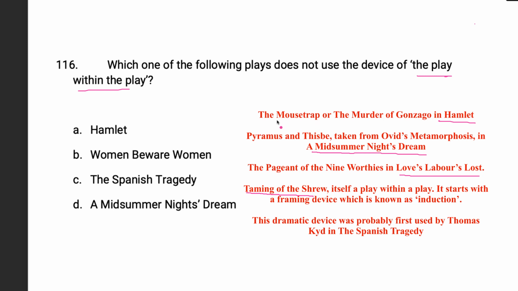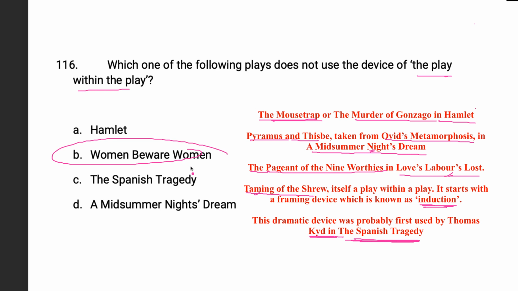The Mousetrap or the Murder of Gonzago is a famous play within a play in Hamlet, everyone knows. Pyramus and Thisbe is also a famous scene in Midsummer Night's Dream. It is taken from Ovid's Metamorphoses. The Pageant of the Nine Worthies is a show in Love's Labour's Lost. Taming of the Shrew is itself a play within a play. It starts as an induction, and the rest of the story starts in this. Prior to this, the device was probably used by Thomas Kyd in Spanish Tragedy. So Women Beware Women does not use this device. All the other Shakespearean plays used it.